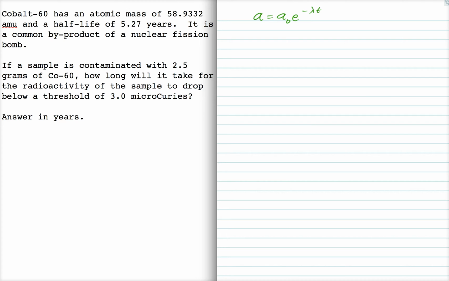Now, we need to know, now that we're told the final activity here, A, is 3.0 microcuries, right? Which is 3.0 times 10 to the minus 6 curies. Now I'm going to go ahead and convert that into MKS units. So I'm going to multiply by 3.7 times 10 to the 10th becquerels per curie. All right, that gives us 1.11 times 10 to the 5th becquerels. Okay?